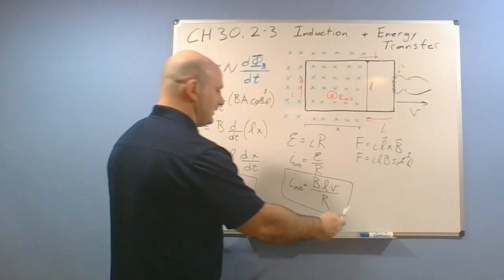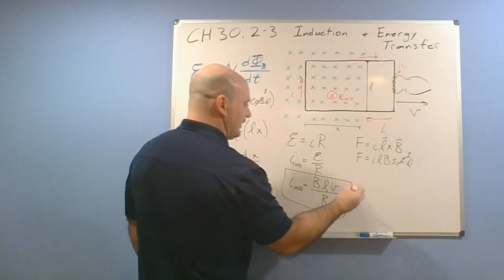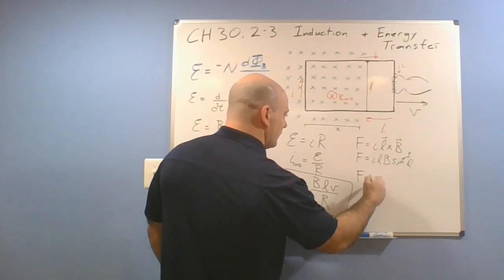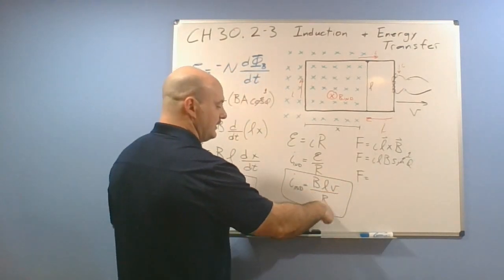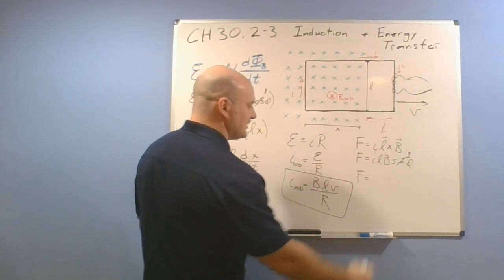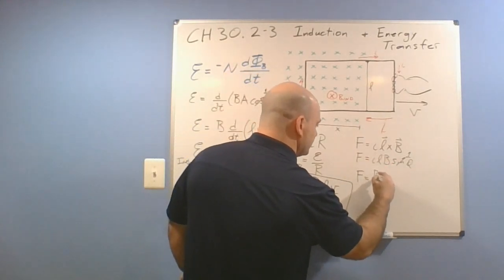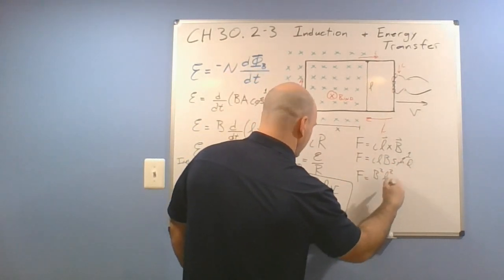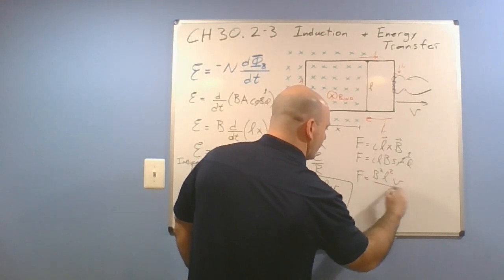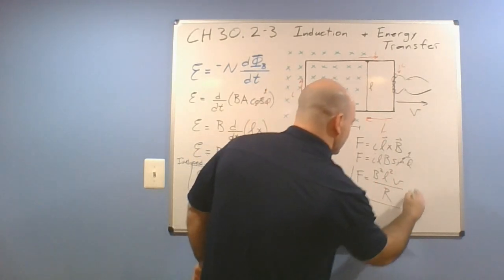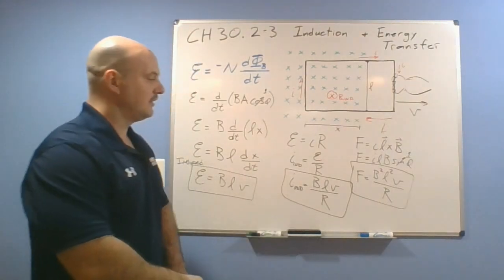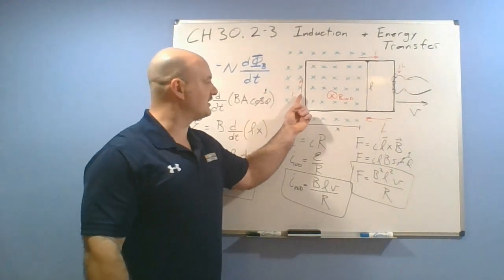I can sub in my expression for the current here, right? My current was BLV over the resistance. So I've got two B's and two L's. I've got a B squared, an L squared, a velocity over our resistance. There is the force that will be felt by this wire.